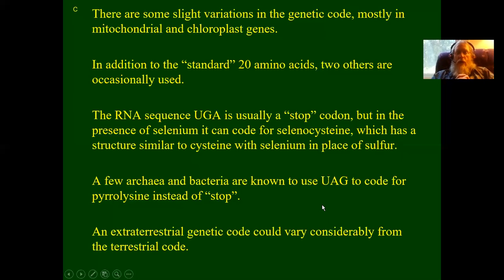And then there's another amino acid not part of the standard 20 that some archaea and bacteria will use UAG instead of a stop code to code for, pyrrolysine, right? So this is an indication that the way most organisms do it on Earth isn't the only way it has to be done. And so presumably an extraterrestrial genetic code, even one using the same bases we use, could be quite different from the one that we see here on Earth.